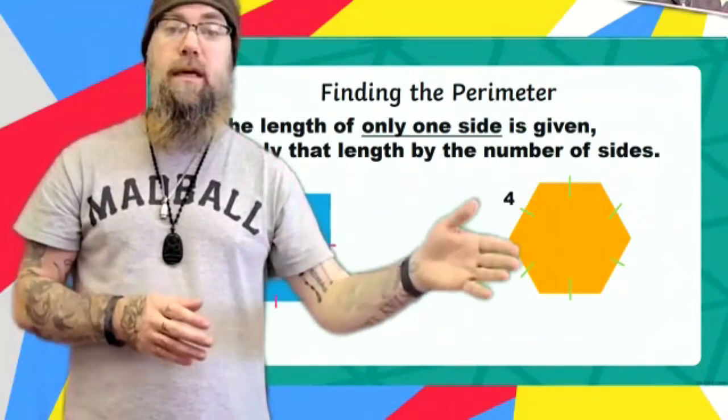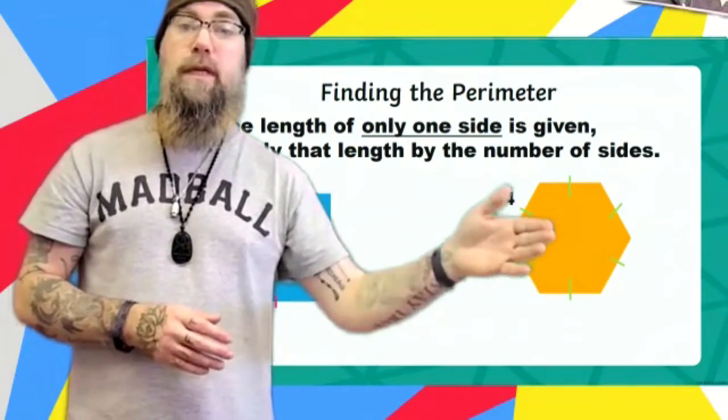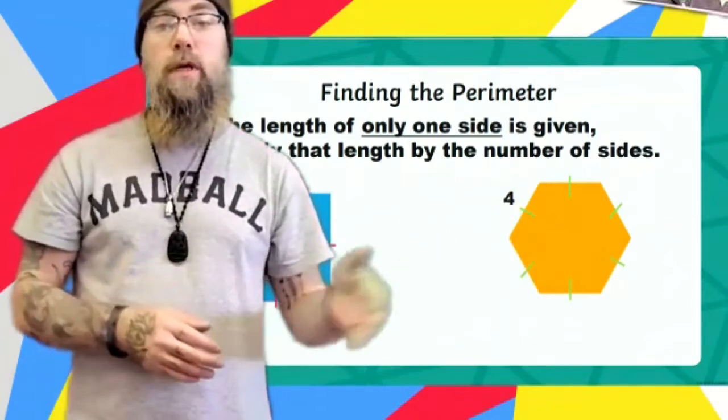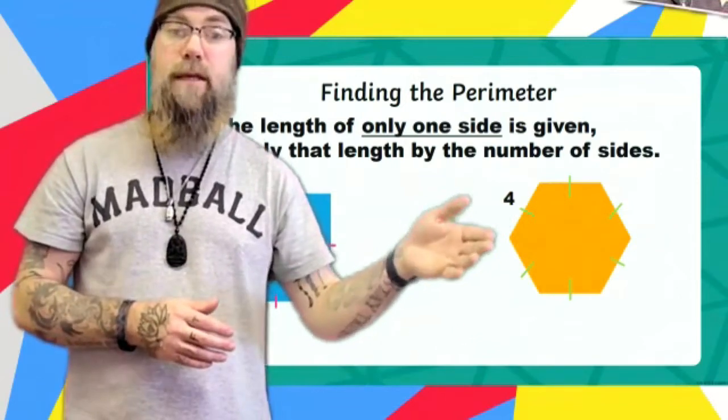Similarly here with this hexagon, it only gives us the length of one side. But with these little markings, we know that each side is equivalent or equal. So this is an equilateral or regular hexagon, with each side the length of 4.